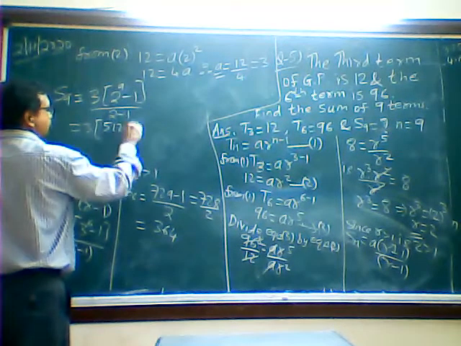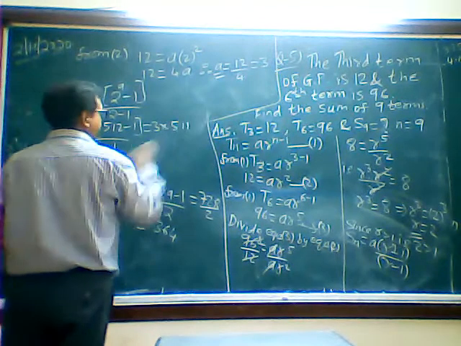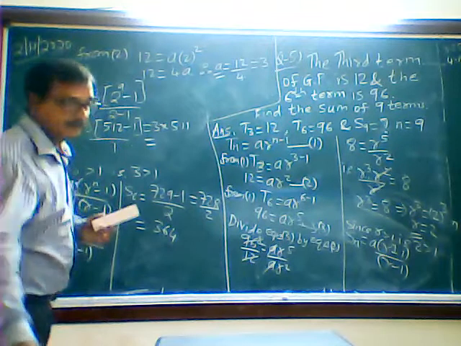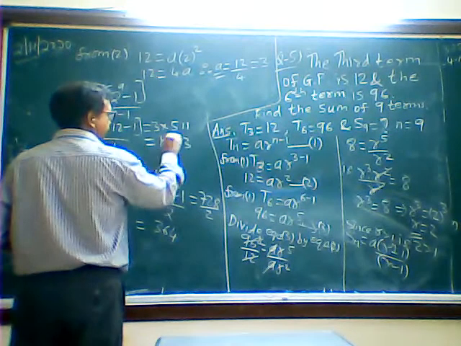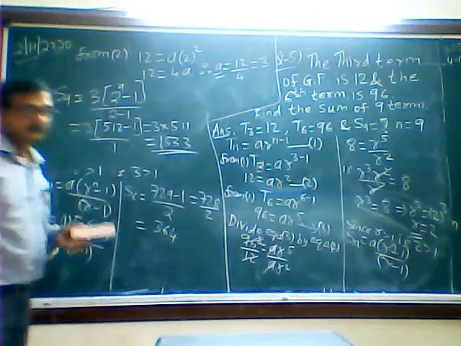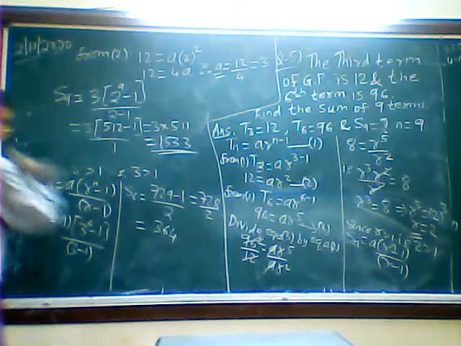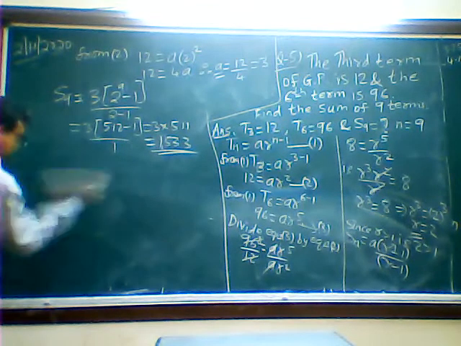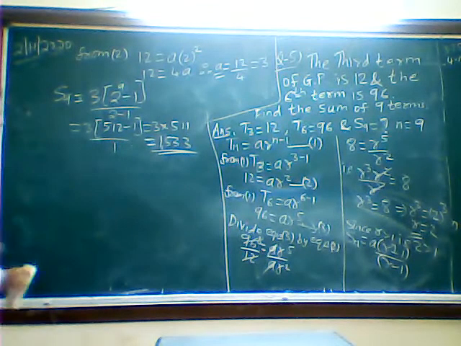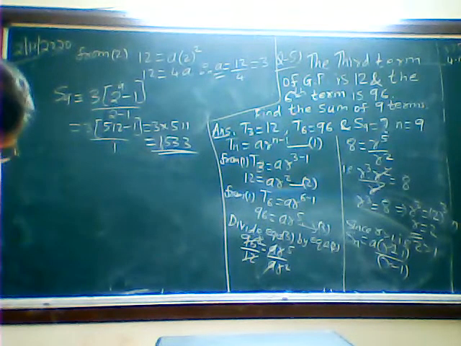512 minus 1 upon 1. That is 3 into 511. 512 minus 1 is 511. 3 times 511 is 1533. 1533 is the answer. Got it? This is how you have found it.